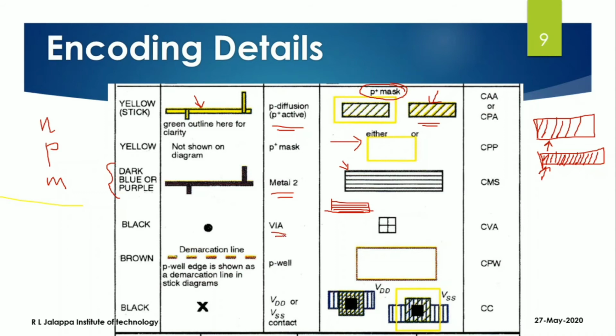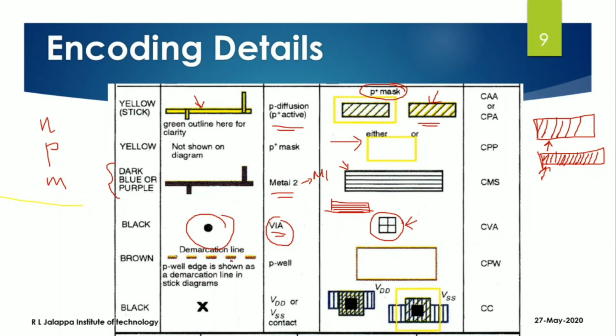Next is via. Via is a contact cut that is made between metal 2 and metal 1. If you want to interconnect metal 1 and metal 2, then you will make use of via. So this is the black dot which is called via in stick diagram, and a square with a window sign in it will give you a via in layout.